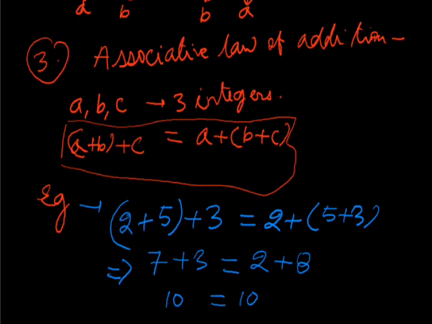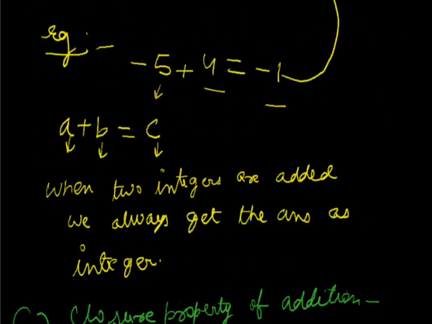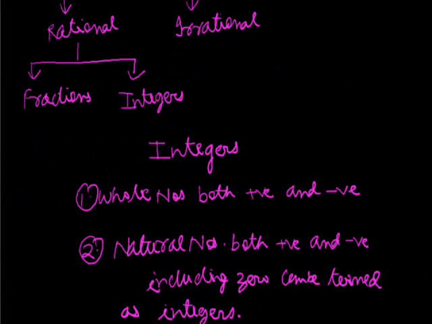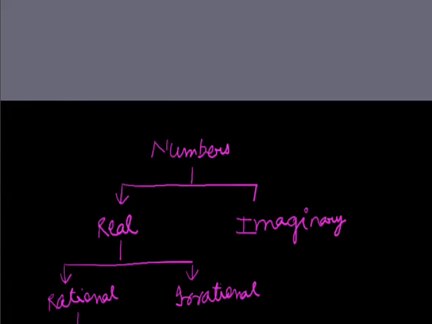We have studied till now three properties. First is the closure property, second is the commutative property, and the third is the associative property. Now the fourth property is existence of additive inverse.